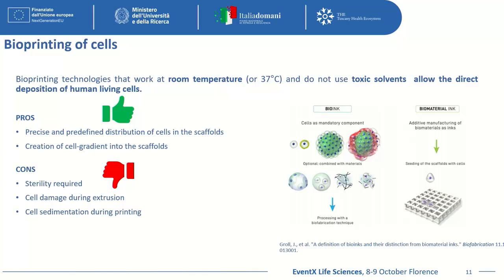Thanks to the bioprinting technology, we are able to manipulate cells because we have lots of freedom in the fabrication's parameters. For example, the temperature. We can work at a very precise temperature because we can work at the physiological temperature, 37 degrees. But of course, we also have some disadvantages because we have to be sure that we are working in a sterile environment. And also when we work with cells, these can be damaged during the deposition, depending on the technology used.